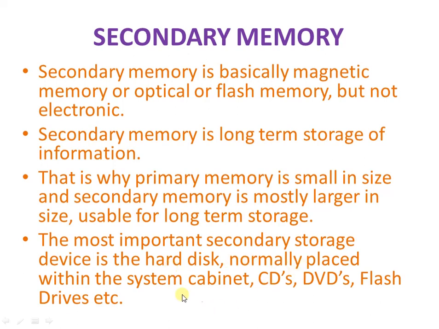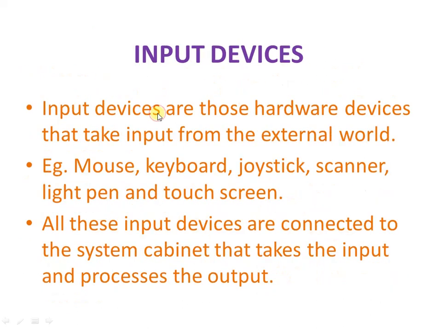Normally placed within the system cabinet, this hard disk is placed in the system cabinet. Now we have many other secondary devices also, like CDs, DVDs, and flash drives. Flash drive means pen drive, which we use as a portable device for some exchange of data. CD is also an example of secondary memory devices. The data is not deleted until we delete it. So these are the differences between the primary and secondary memory.